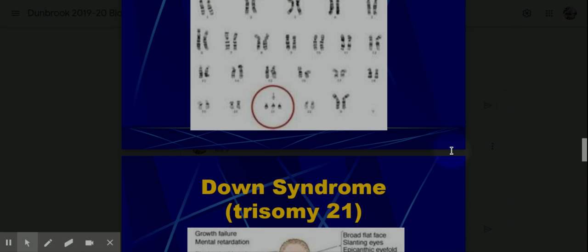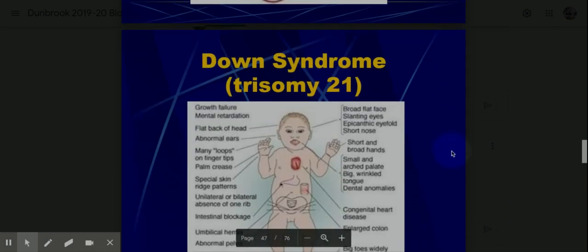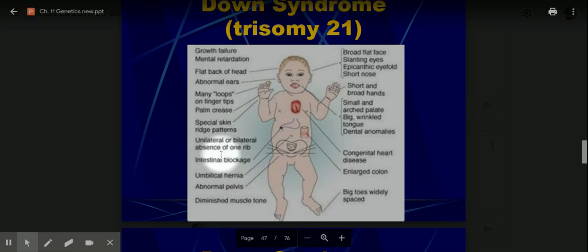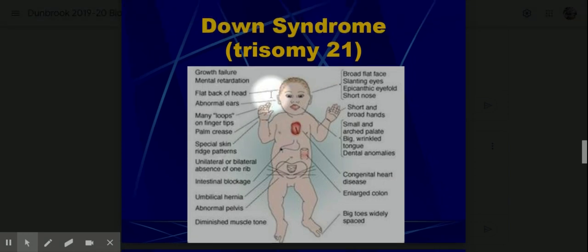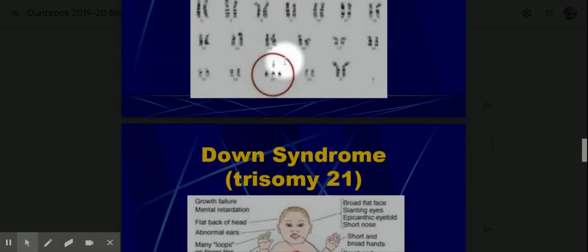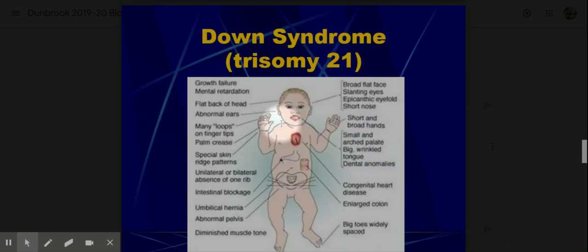Okay. And again, this is kind of interesting because if you look at all Down syndrome kids, they always have the same symptoms. The reason that's interesting is because that kind of tells us something about what information must be on chromosome 21. In other words, what pages must be in that book and what instructions must be in that book.